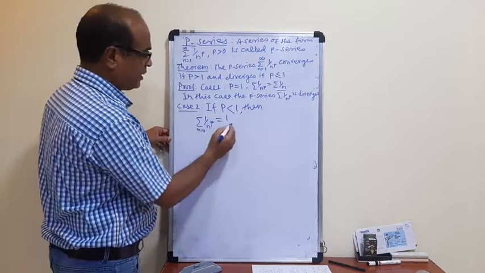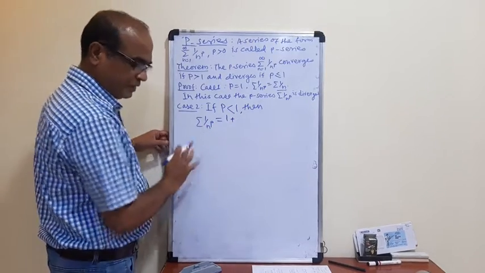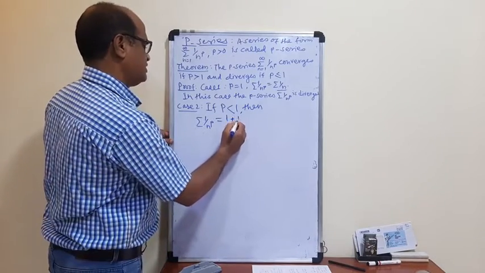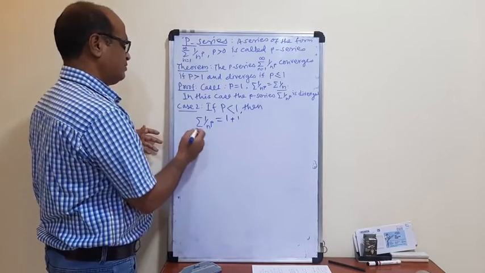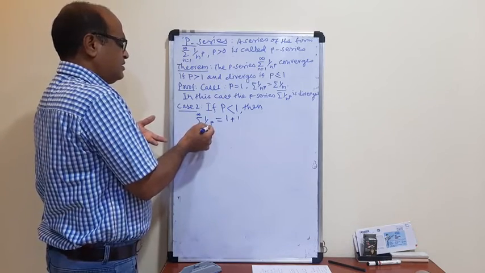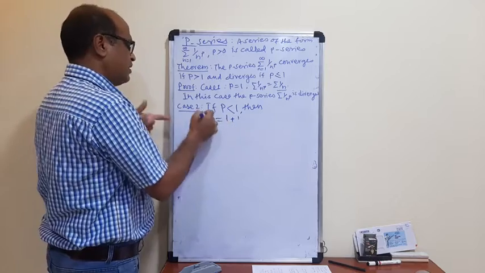So then what happened? 1 plus 1 upon, just what happened here? So put n is equal to 1 to infinity. Put n is equal to 1. So 1 raised to anything is 1. So 1 upon 1 is 1.